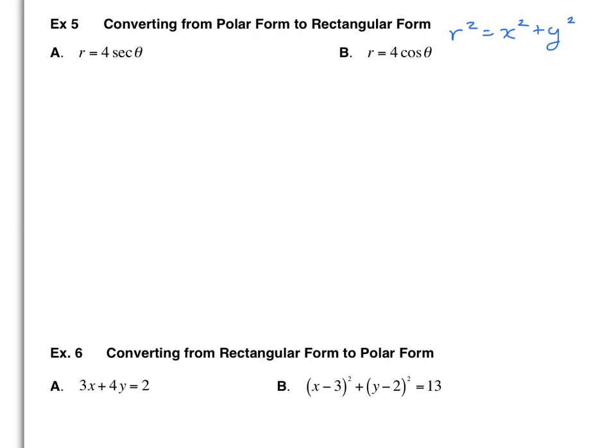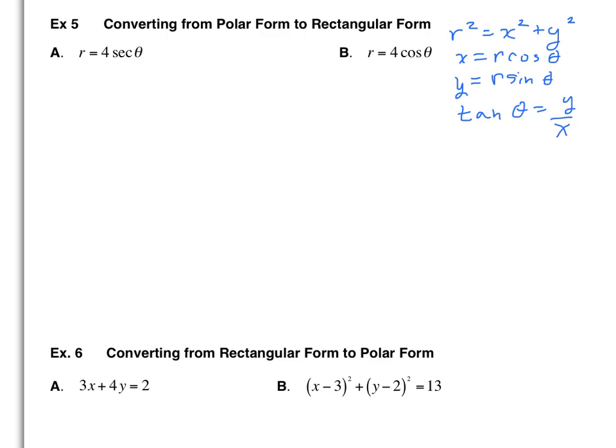All right, what does x equal? R times the cosine of theta. And what does y equal? R times the sine of theta. And then also we can use tangent of theta is equal to y over x. So those are all equations from the previous note page, correct?